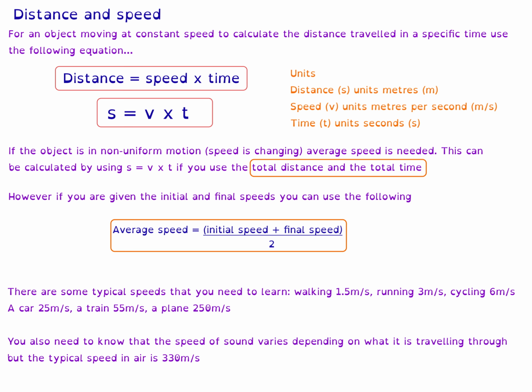There are some typical speeds that you need to learn. Walking 1.5 metres per second, running 3 metres per second, cycling 6 metres per second. A car travels at 25 metres per second, a train typically 55 metres per second, and a plane 250 metres per second. You also need to know that the speed of sound varies depending on what it's travelling through, so it's faster in a solid, for example. But the typical speed in air is 330 metres per second.